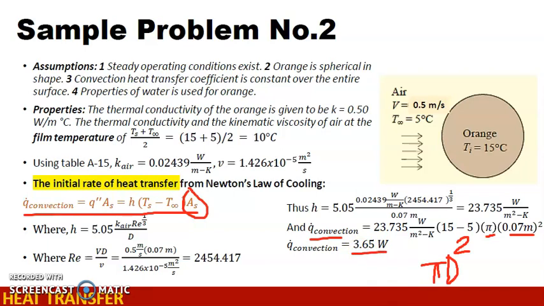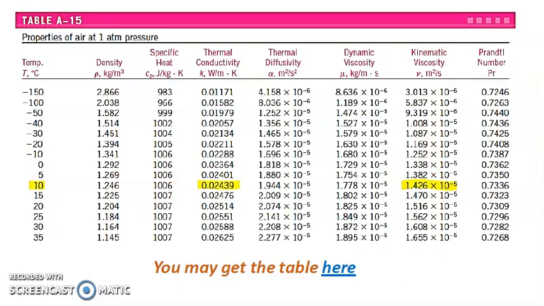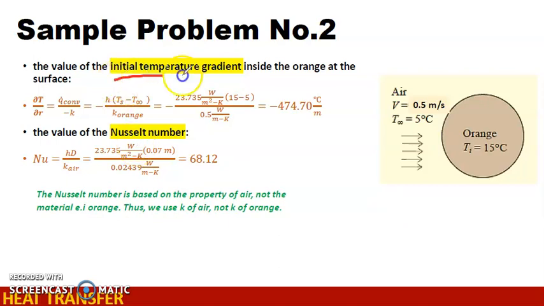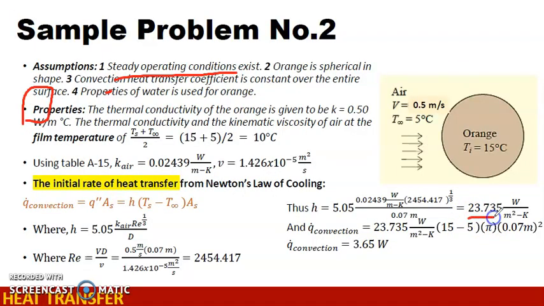3.65 watts. The next question is to find the value of the initial temperature gradient inside the orange at the surface. For the initial temperature gradient, we will use the same formula that we used for problem number 1. Substituting the value of h, for this one, our h is the h of the orange. We derived that earlier, that's 23.735.